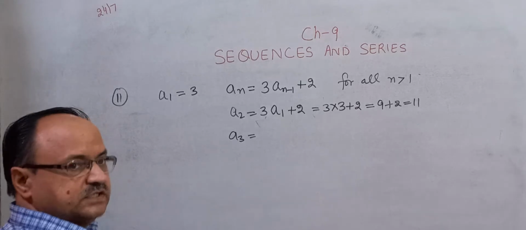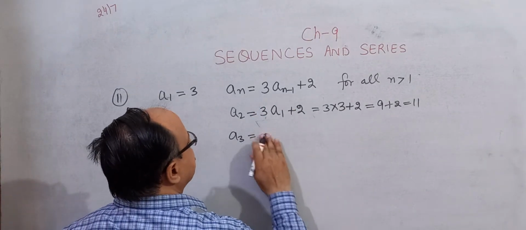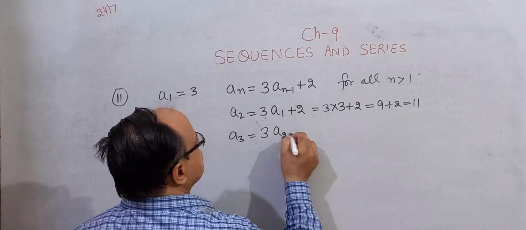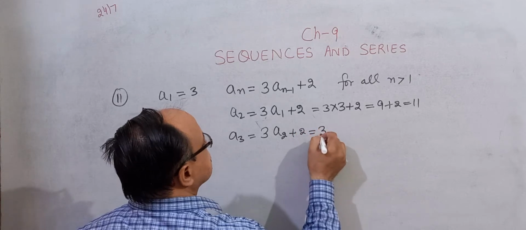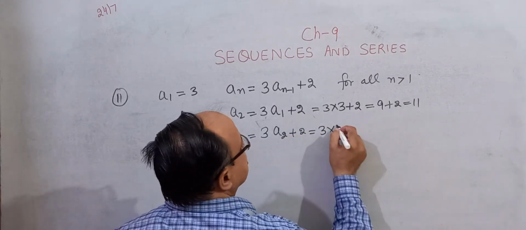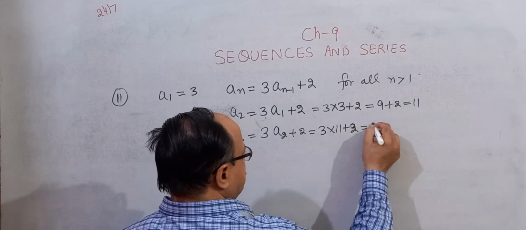Now you want to find A3, the third term. Put n is equal to 3 here. 3 times A of 3 minus 1, which is A2, plus 2. A2 means the second term, that is 11. 11 times 3 is 33, plus 2, 35.